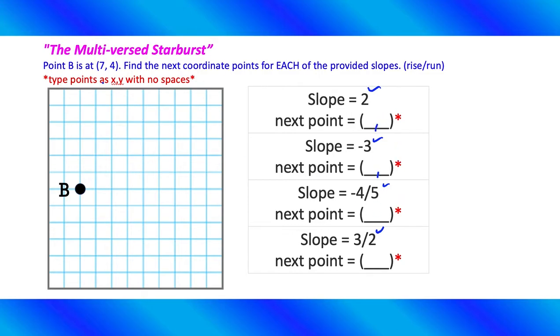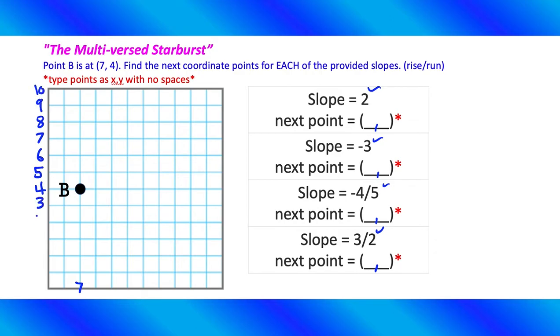Notice it says type them as x comma y with no spaces. The parentheses are already provided. You just got to go x, y, with a comma separating them, no spaces. So something that's going to help me out is if it's 7, 4, that means our x coordinate point is 7 and our y coordinate point is 4. So if you use this grid, or if you use your own paper, which I would strongly recommend, you could fill in the missing coordinate points to help you do the math a little bit more efficiently.